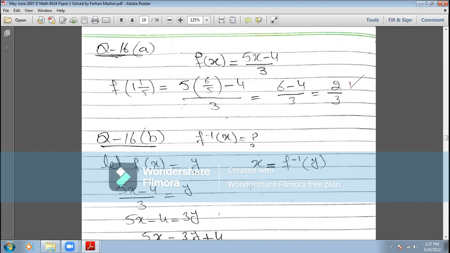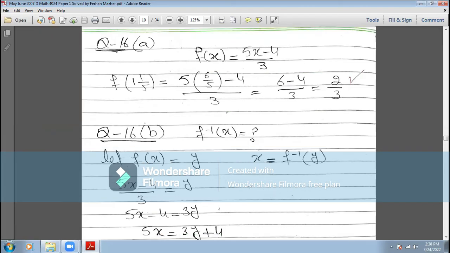They want you to find out the value of f of 1 whole 1 by 5. So just substitute these values in place of x. You will have 5 into 6 by 5 minus 4, divided by 3. The 5 cancels. 6 minus 4 is 2, divided by 3. So 2 by 3 is the answer of the A part.